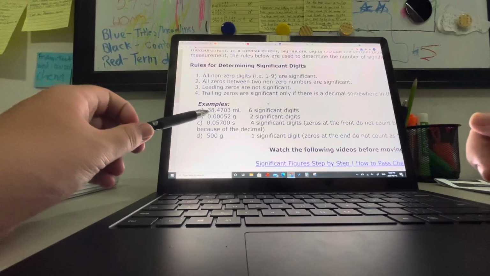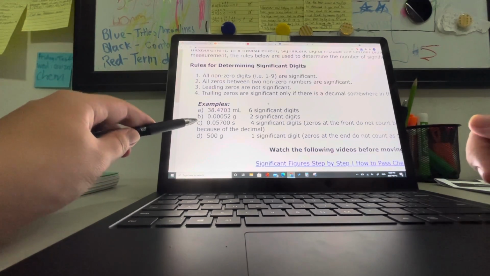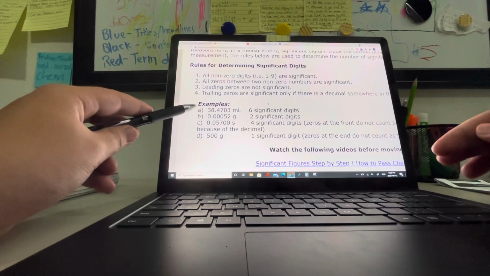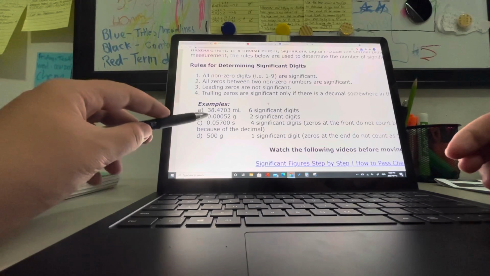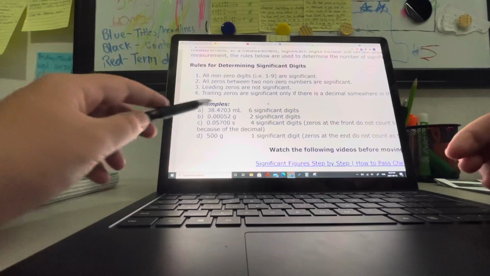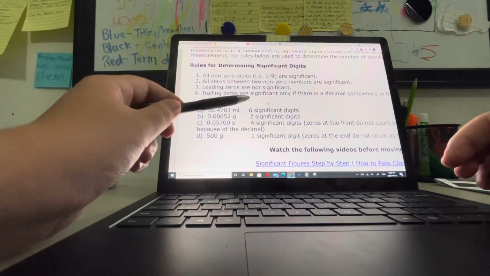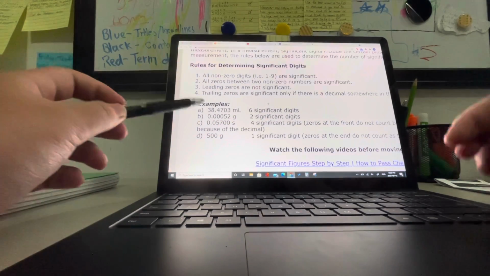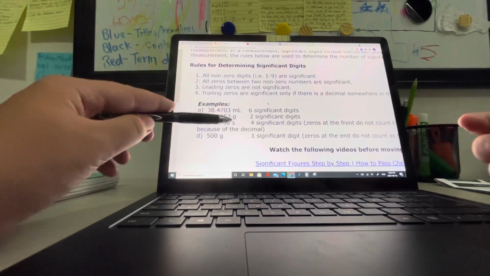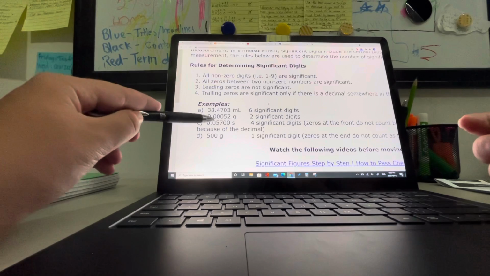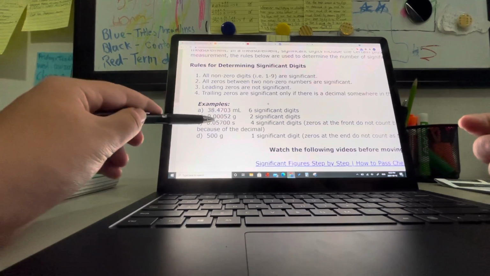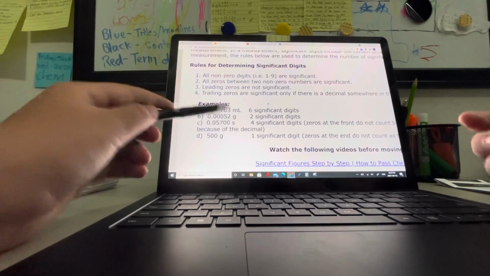Now here is another scenario, question C. It is a little bit more confusing than the other 2 above. The value we have right now is 0.05700. The reason why there's 4 significant digits is because, since we know rule number 3 is that leading zeros are not significant, we cross out the 2 zeros that are leading with this value, so we are left with 5700, which is 1, 2, 3, 4. 4 significant digits.